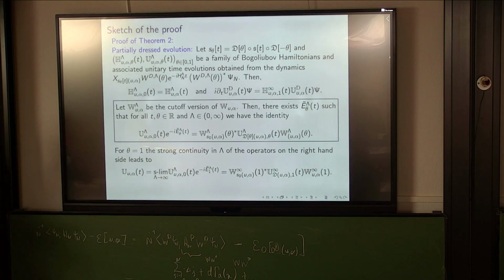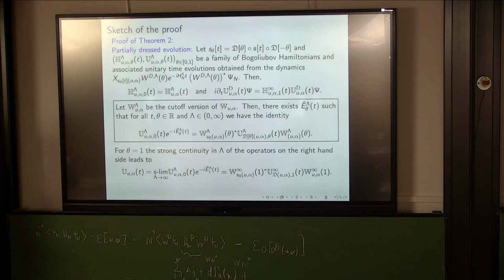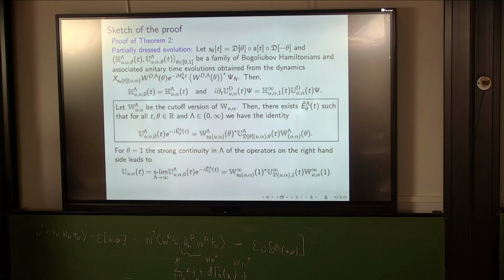And what one then knows is that for theta equals 0, the generators are the same. And then one can explicitly compute the time derivative of the generators with respect to theta and see that the derivative with respect to theta of both sides is the same. And this then lets one conclude the statement.